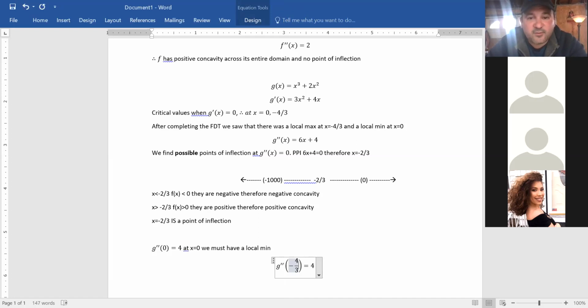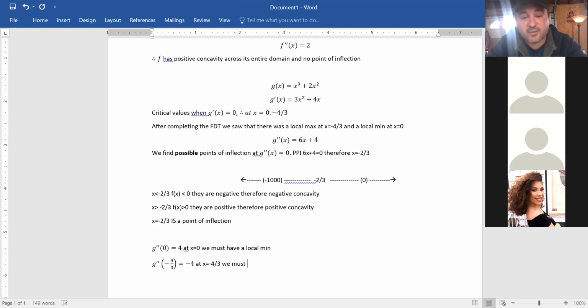Now when I do -4/3 times 6, the 3 and the 6 become 2. So it's -2 times 4, so that's -8. -8 plus 4 is -4. This time it's a negative number, and since it's negative, at x equals -4/3 we must have a local max. And both are true. We saw that with the first derivative test. First derivative test would have been fine here.